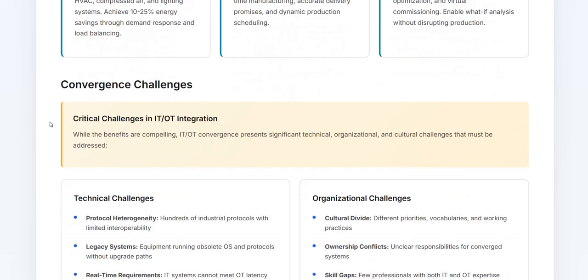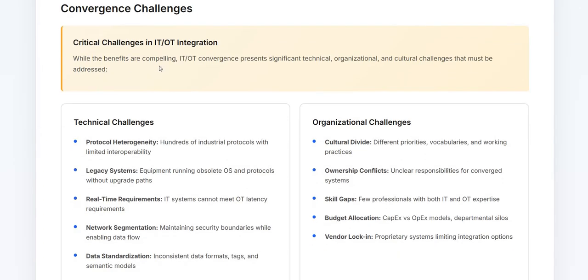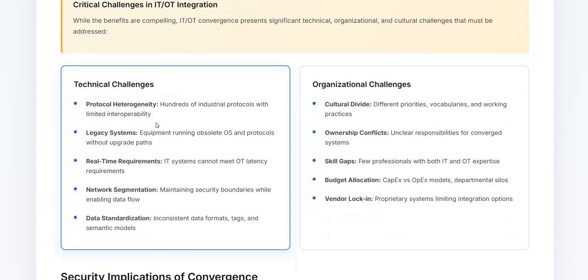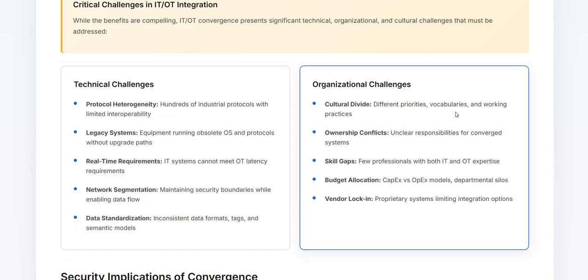Okay, here are some challenges. What are they? First, technical challenges. Protocols vary. Older equipment resists change. Timing constraints remain strict. Networks require segmentation, and data labels rarely match. Each issue forces design decisions rather than quick fixes.